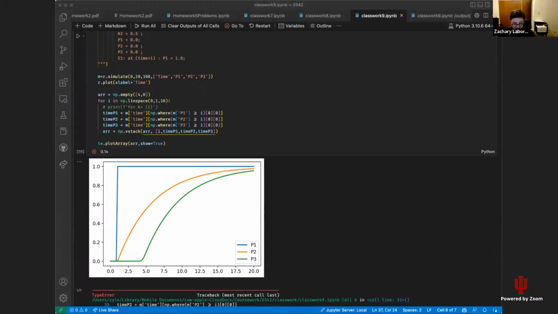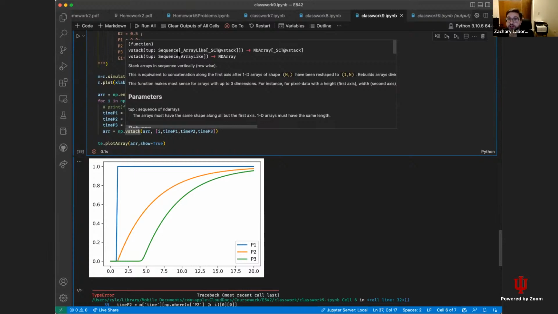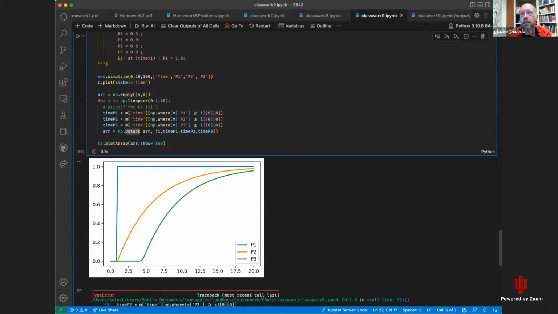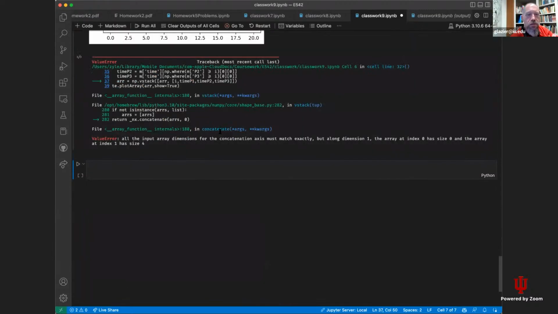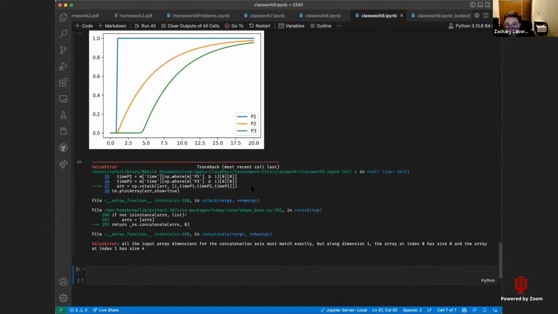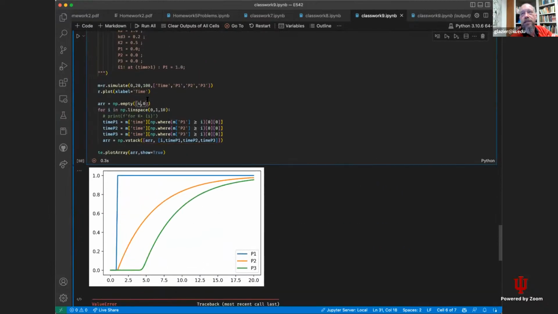Let me see what VStack does. It takes a sequence, an array-like tuple, into it, and then it just outputs that. Oh, is it this? Yes, I think so. Yeah, it's an extra square bracket. That's it. And now there's another thing: all input dimensions... Oh, because when you created the array, I think it's backwards. I think your initial array has to be 0 by 4. Okay.